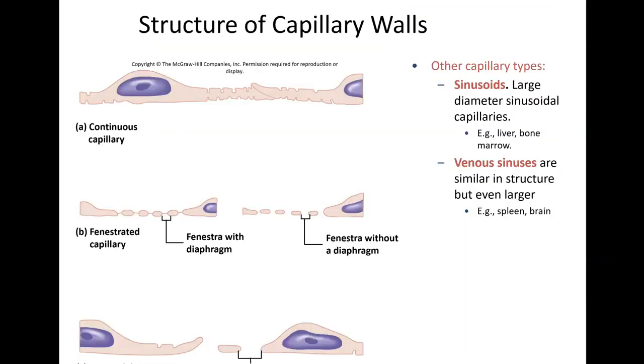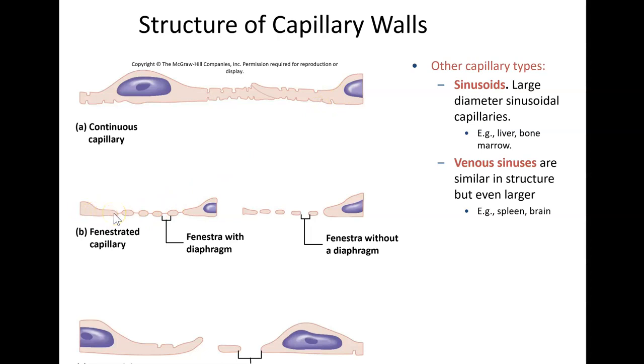And this is a great illustration to show you the junctions of the endothelial cell. So here's one endothelial cell, and you could see that it is tightly bound together here in a continuous capillary when it joins the second endothelial cell. Whereas here we have our fenestrated capillary.